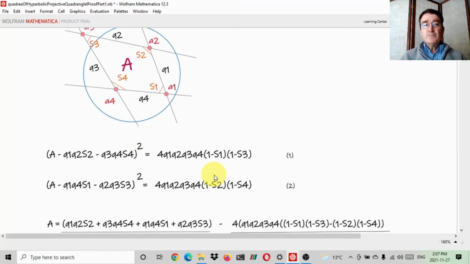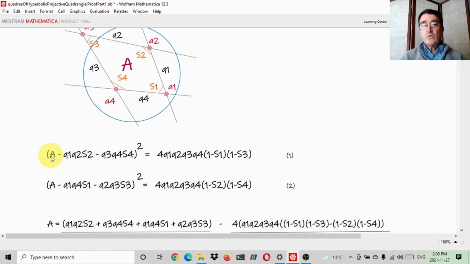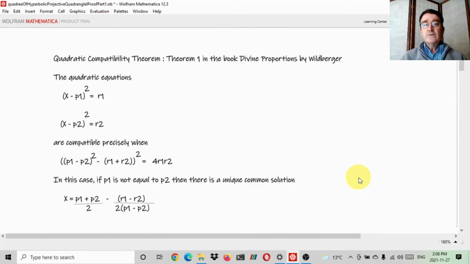Okay, so in the previous video I mentioned that the quadrea of the projective quadrangle is given by this pair of quadratic equations in A. And I stated that these two quadratic equations 1 and 2 are compatible, meaning they have a common solution, and that common solution is given by this expression right here. Okay, just a bit of review.